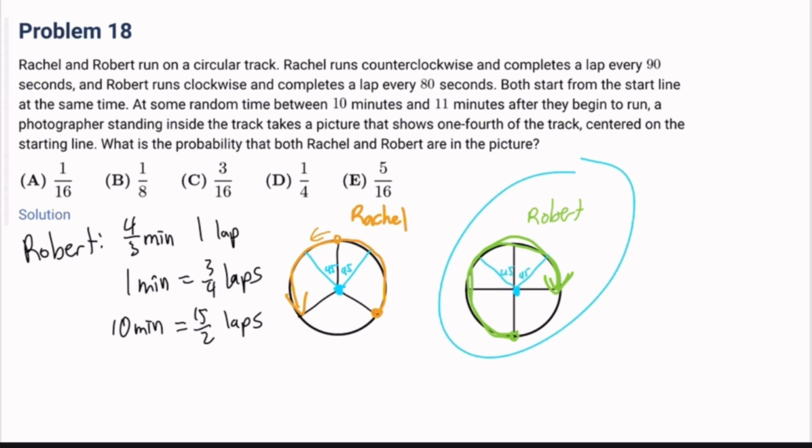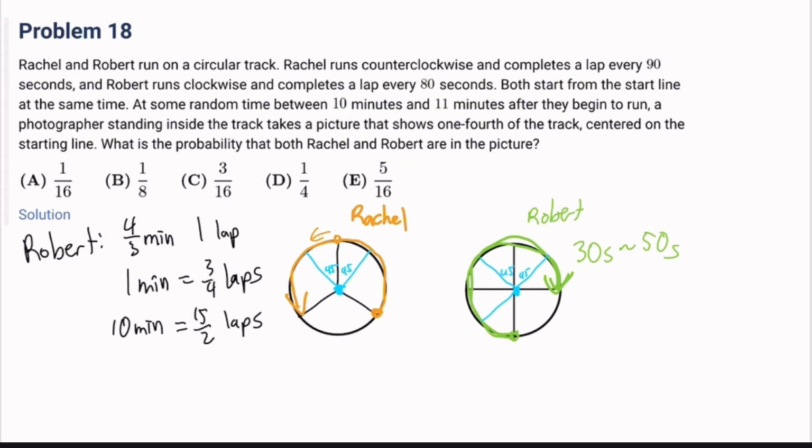Okay, so let's go with Robert first because it's easier. If we separate everything like that, this green line is the amount he runs in 60 seconds, in 1 minute. So this is going to be the first 10 seconds, and then 10 seconds, 20 seconds, 30 seconds, 40 seconds, 50 seconds, and this is the end of the 60 seconds. So he's going to go from 30 seconds up to 50 seconds of the 1 minute right here. That's going to be the time when Robert is in the picture.